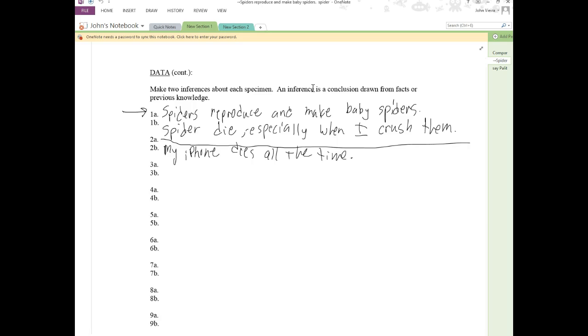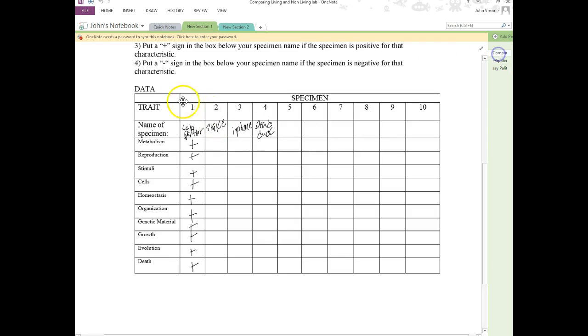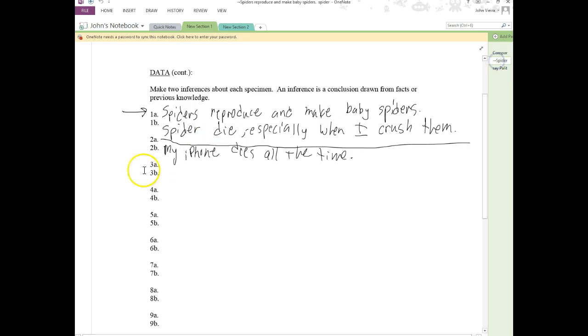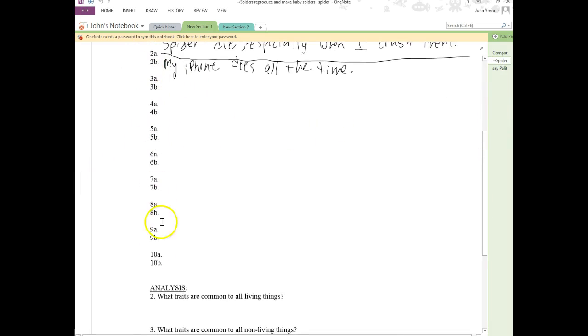You're just going to turn your plus or minus into a sentence. And you have all of these characteristics to choose from. You're only going to select 2. All right? So you should have all of your 10 specimens written down here with 2 sentences each.